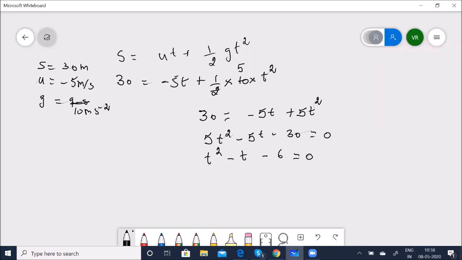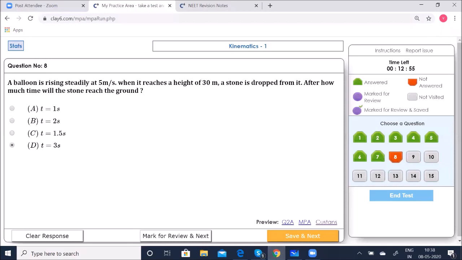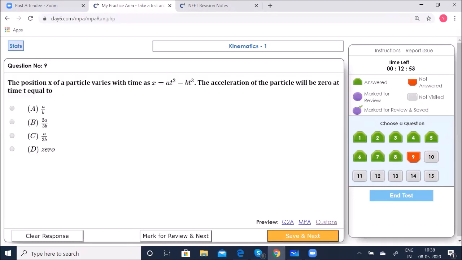Now on factorizing, you will get it as t minus 3 times t plus 2 is equal to 0. Obviously, t should be equal to either 3 or minus 2. So since time can't be negative, we'll neglect this value. So t should be equal to 3 seconds. So let's see which option is correct. D option is correct. Save that and go to the next.